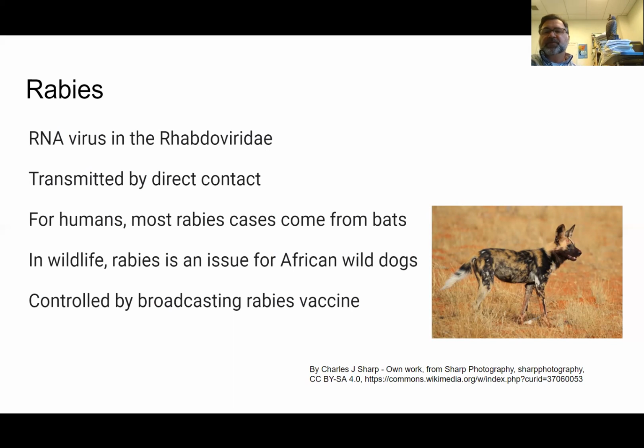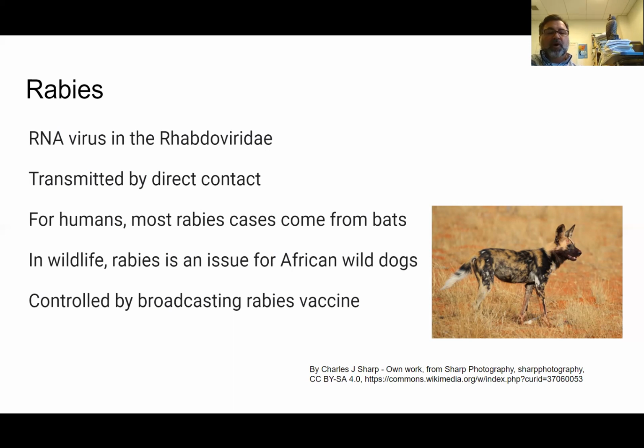If it's in the nervous tissue, it can be transmitted to scavengers that then go on to eat the brain and spinal cord of their prey. For humans, most rabies cases come from bats, but it's also in things like raccoons and skunks and other mammals.